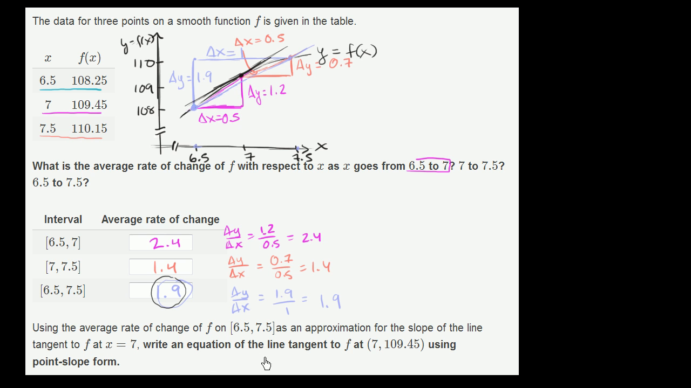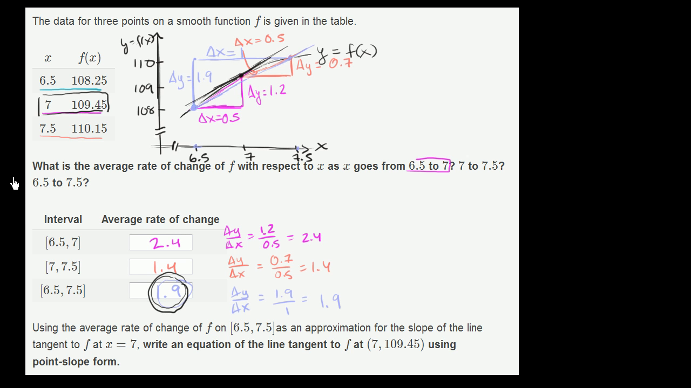They say write an equation for the line tangent to f at 7, 109.45 using point slope form. So it's going to be a line, we're going to use this as an approximation for slope, and it's going to contain this point. The tangent line touches the curve at this point.